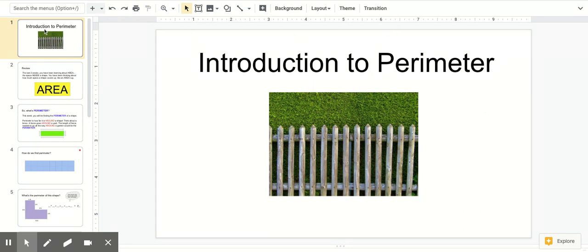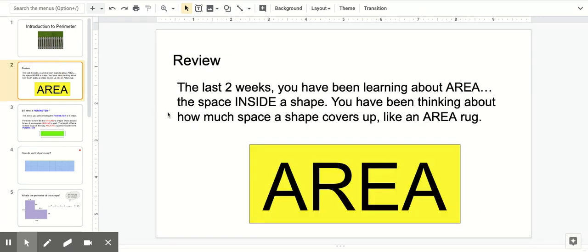And this one is going to be about perimeter. So this is called Introduction to Perimeter. And you might ask yourself, is that a picture of a fence? And the answer is yes. Yes, it is. And we'll talk about why I used a picture of a fence for the perimeter opening slide in just a moment. But the last 2 weeks, you have been learning about area, the space inside a shape.